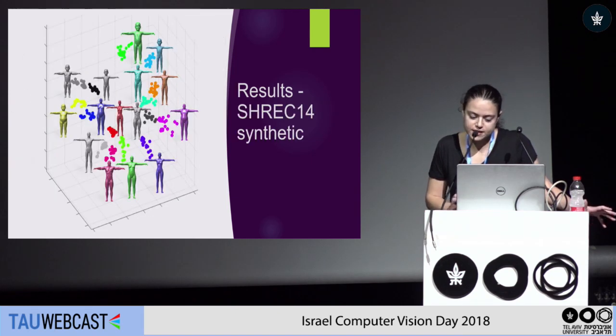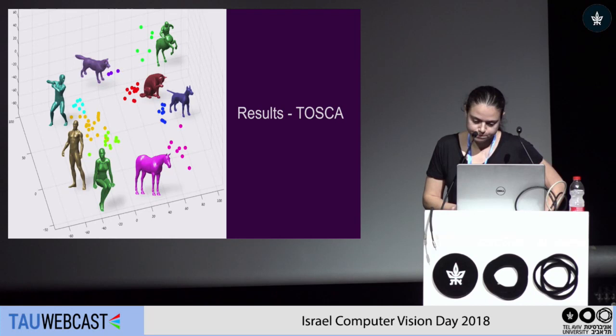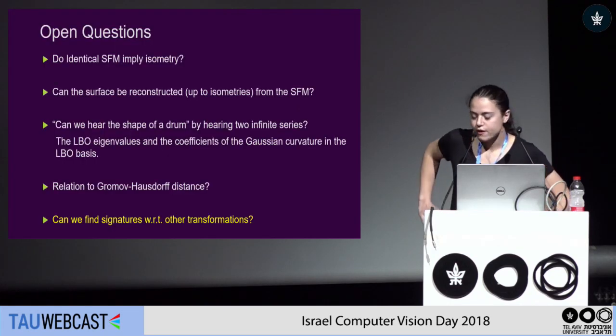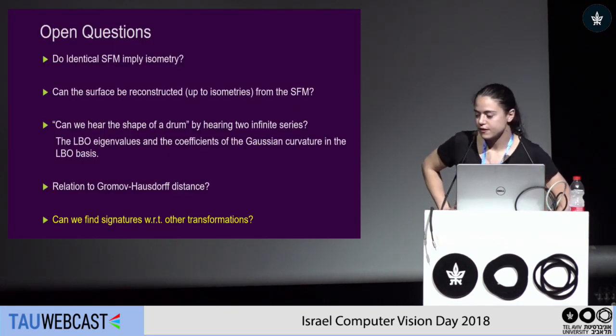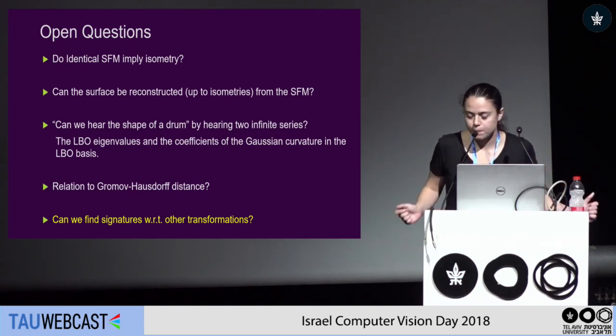And another example, we take synthetic human shapes, and it results in clustering. Or another example of real human shapes from a Shrek 14 dataset. And here is Tosca. Okay, so we have empirical evidence that self-function maps can be used for the task of object classification, but there are many open theoretical questions that can be asked.